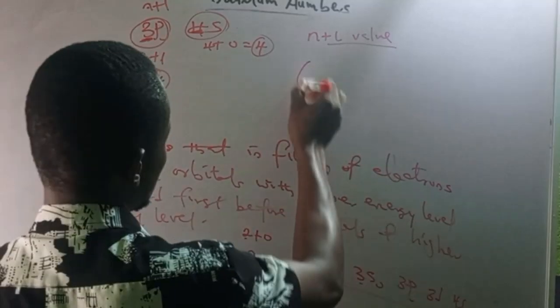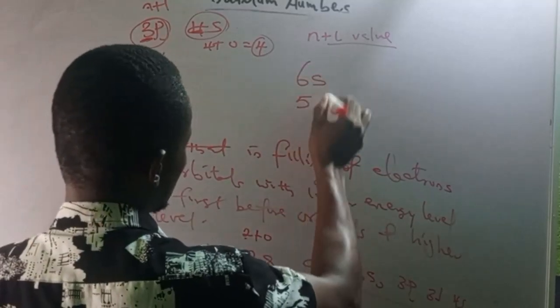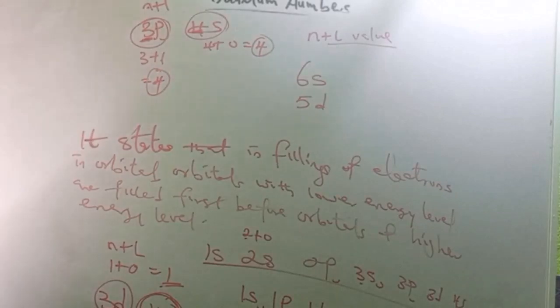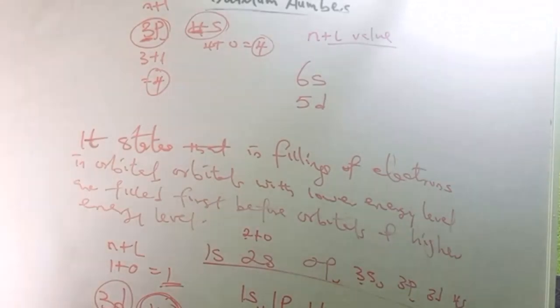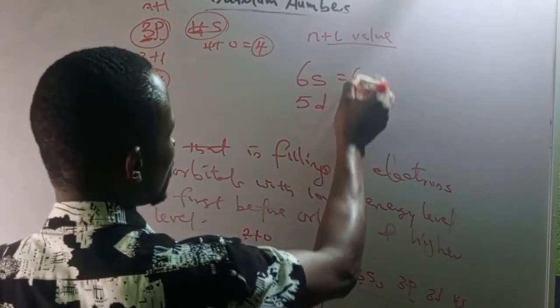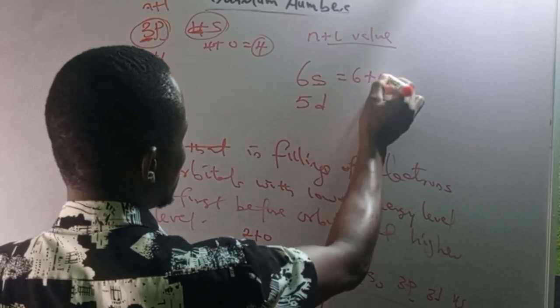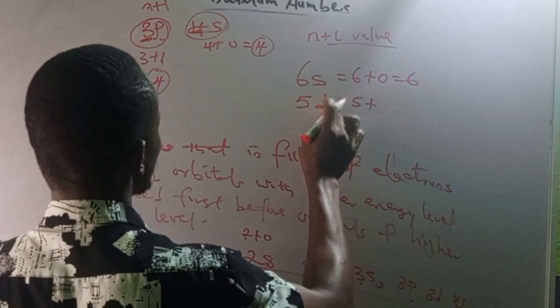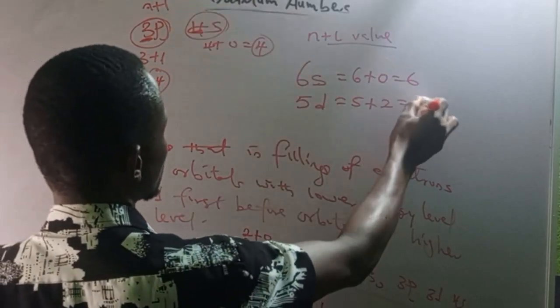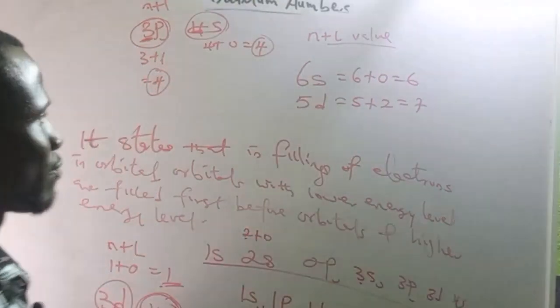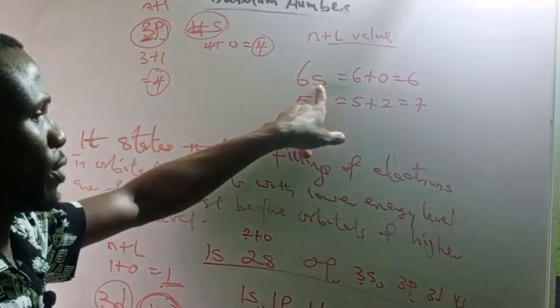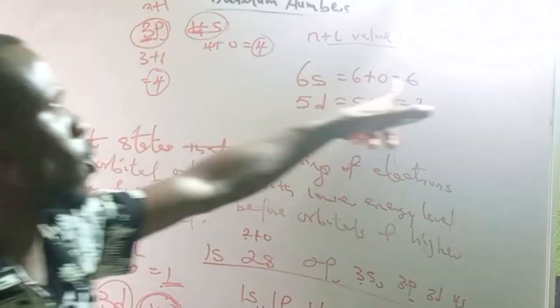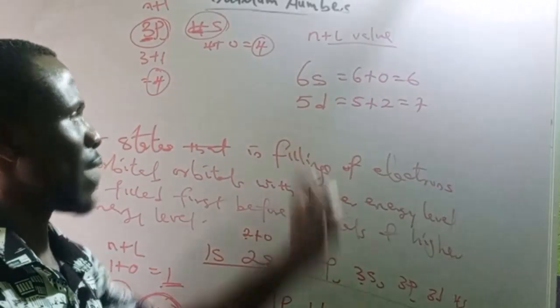If I have 6s and 5d, who is going to fill first? According to the above principle, which one has lower energy level? You use the n plus l value. Who has lower n plus l value here? 6 plus s is 0, is 6. Here is 5 plus d is what? d is 2. 5 plus 2 is what? 7. So in filling of your orbitals, 6s is going to fill before 5d because 6s has lower n plus l value than 5d.